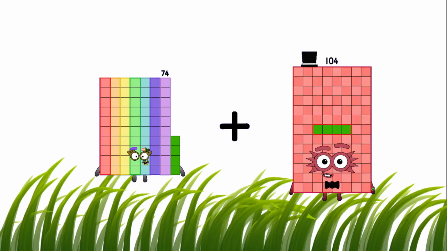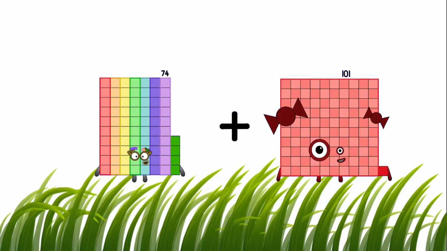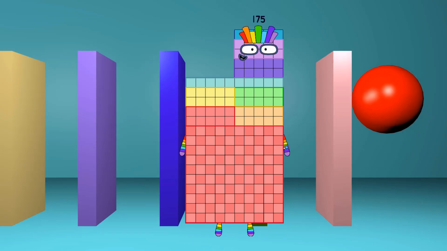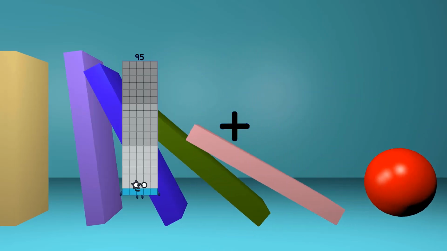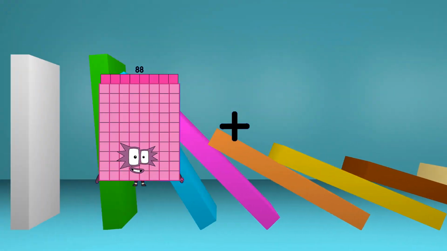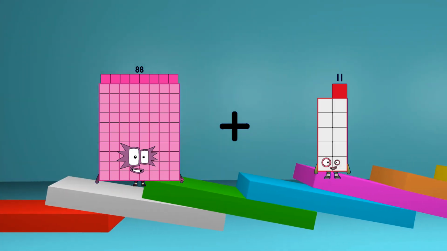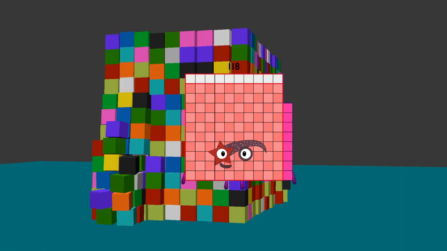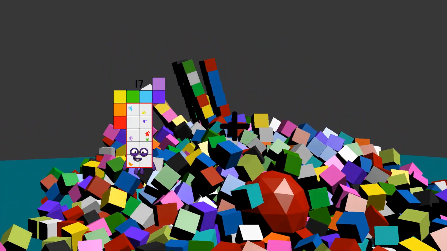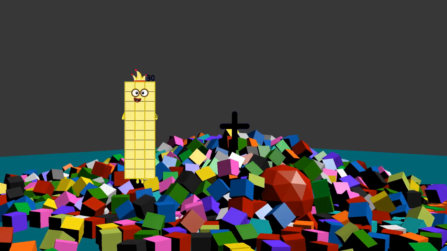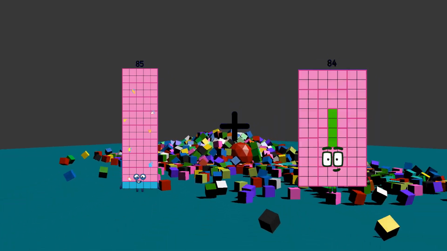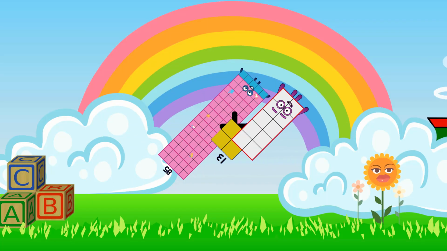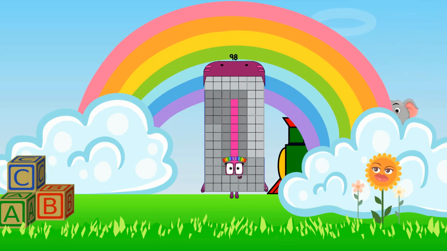74 plus 101 equals 175. 88 plus 30 equals 118. 85 plus 13 equals 98.